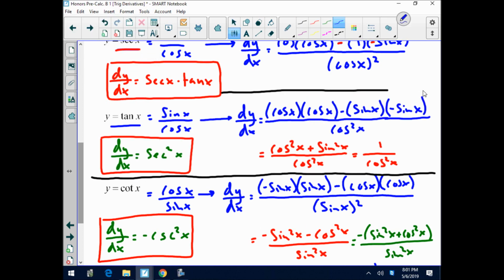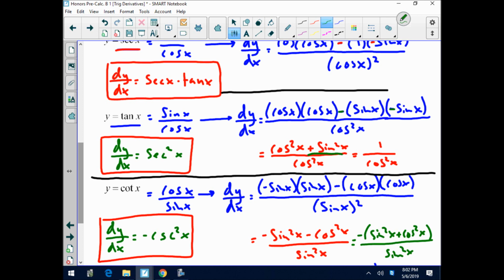Looking at our tan x, we can say tan x is equal to sine x divided by cosine x. When we take the derivative with our quotient rule, we have the derivative of the numerator, cosine, times the denominator, cosine, minus the numerator, sine, times the derivative of the denominator, negative sine, over that cosine squared in the denominator. Now a nice thing that happens for us is that the subtraction and the negative sign cancel, giving us a plus sine squared x in our numerator.